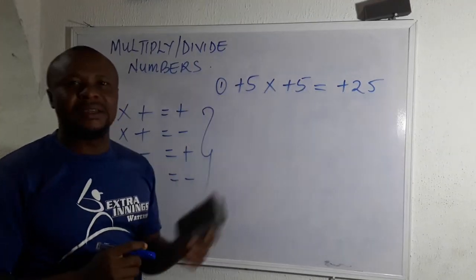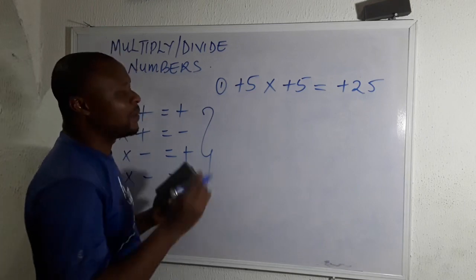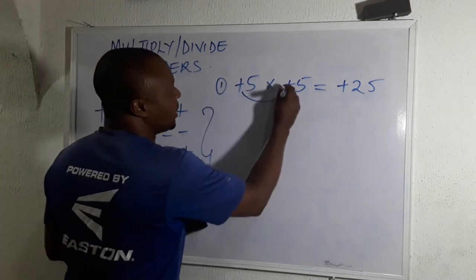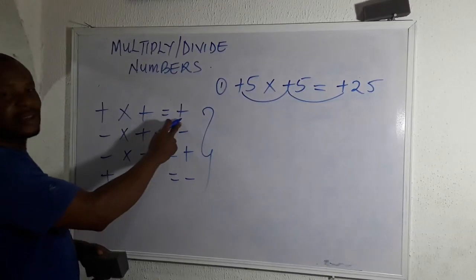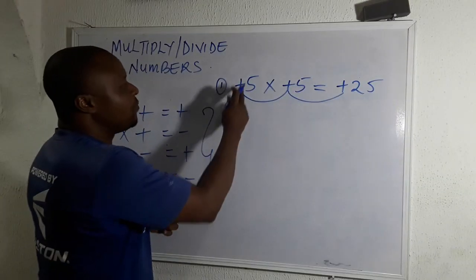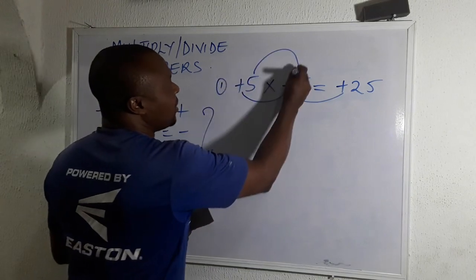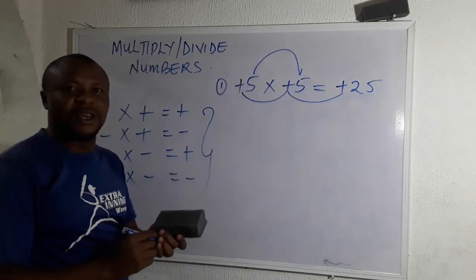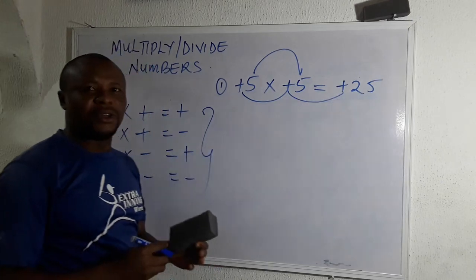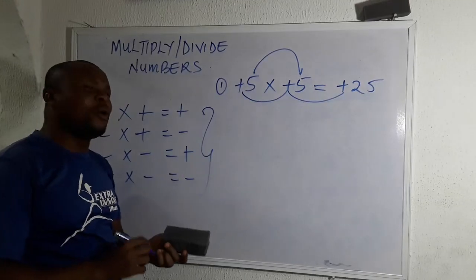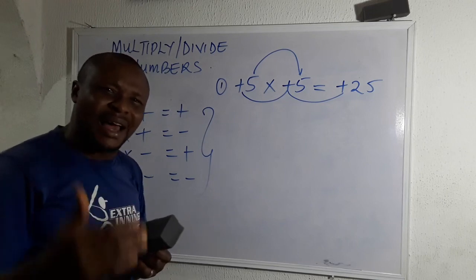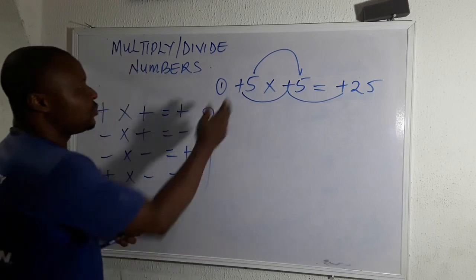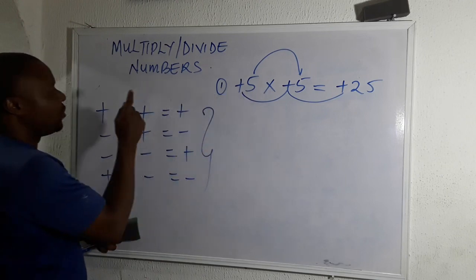To multiply this, what we do first is we multiply the signs in front, that is plus times plus will give us plus. As you can see right here, plus times plus is plus. Then before we go ahead to multiply the numbers, 5 times 5, obviously it's 25. So that is how we multiply. Before we multiply numbers in mathematics, we multiply the signs in front of them. This one is the first example.